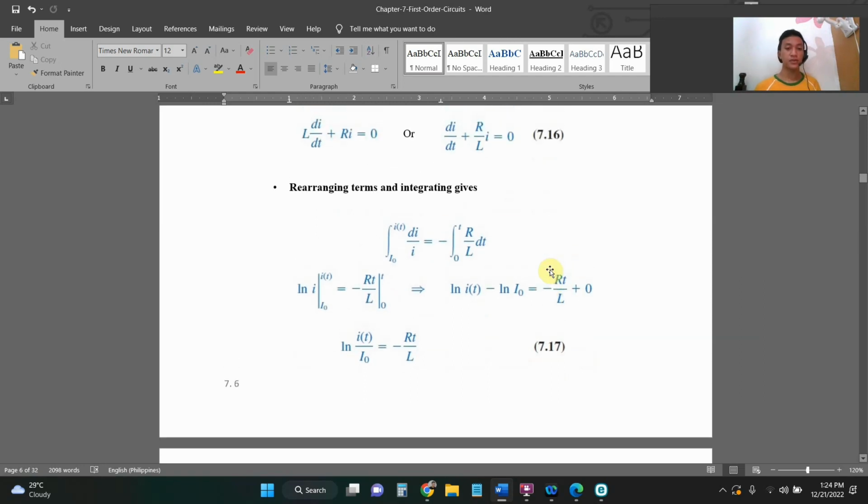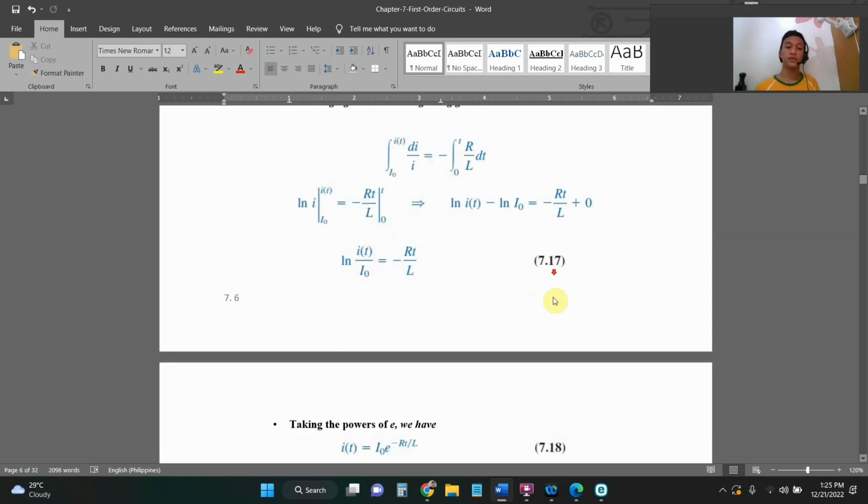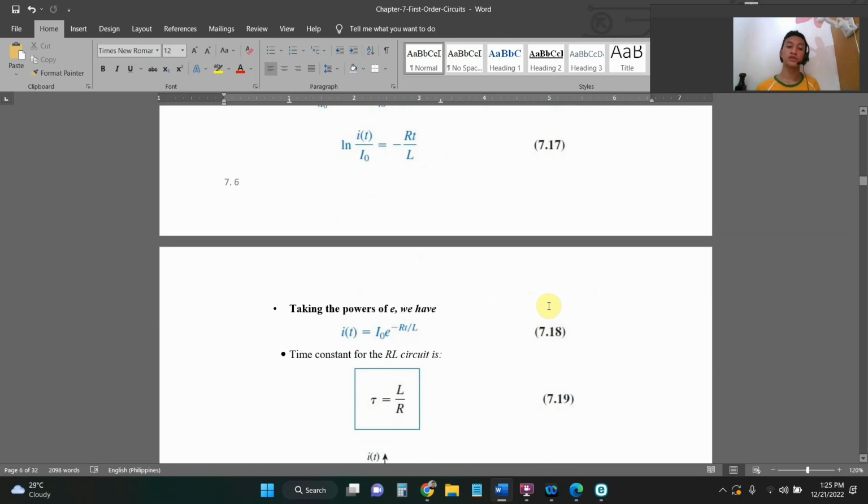So by integrating it, we can get the ln of I, and we have the initial of I sub O and final of I(t), and same in the right side. We can get the final answer: ln of I(t) divided by I sub O is equal to negative R multiplied by t divided by L. So taking the powers of e, we have I equals I sub O e raised to negative Rt divided by L.